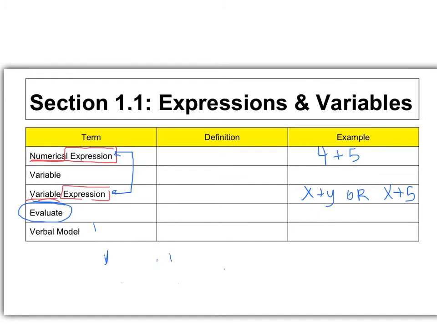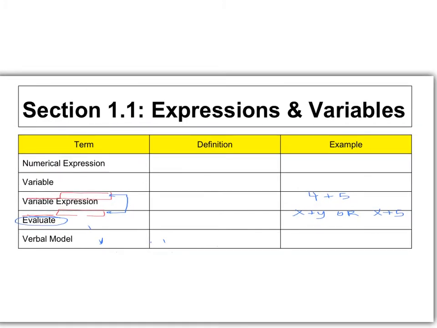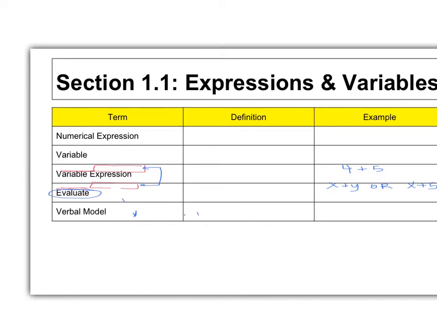So if I wanted you to evaluate this expression, 30 plus 15, you would be giving me the value of 45. That's evaluating. A variable is a letter that takes the place of a number. Any letter will do for a variable. And the verbal model is when you take an English sentence and translate it into a math problem, whether it is a math expression or a math equation. In this chapter, we're going to be working with expressions. Let's see some practice problems now.